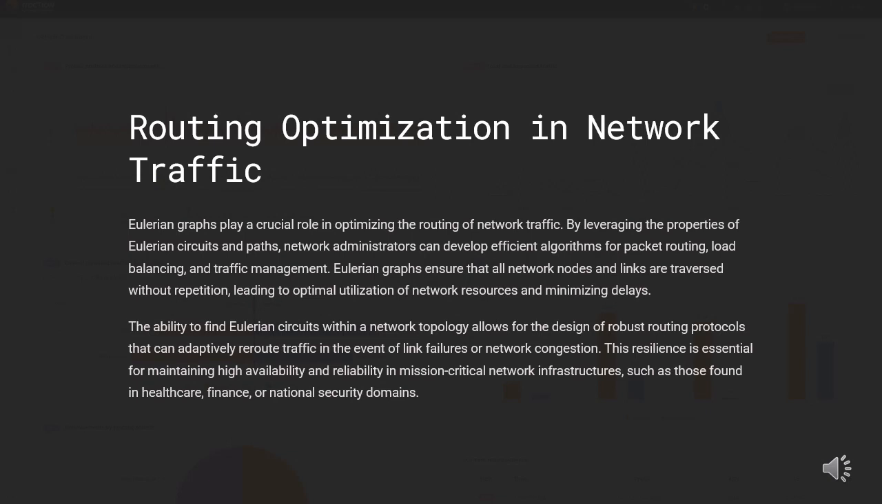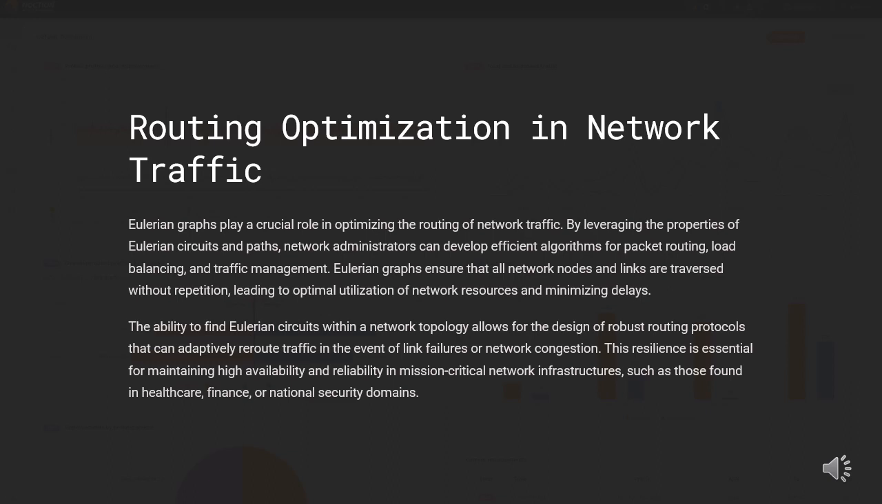Routing optimization in network traffic. Eulerian graphs play a crucial role in optimizing the routing of network traffic by leveraging the properties of Eulerian circuits and paths. Network administrators can develop efficient algorithms for packet routing, load balancing, and traffic management.